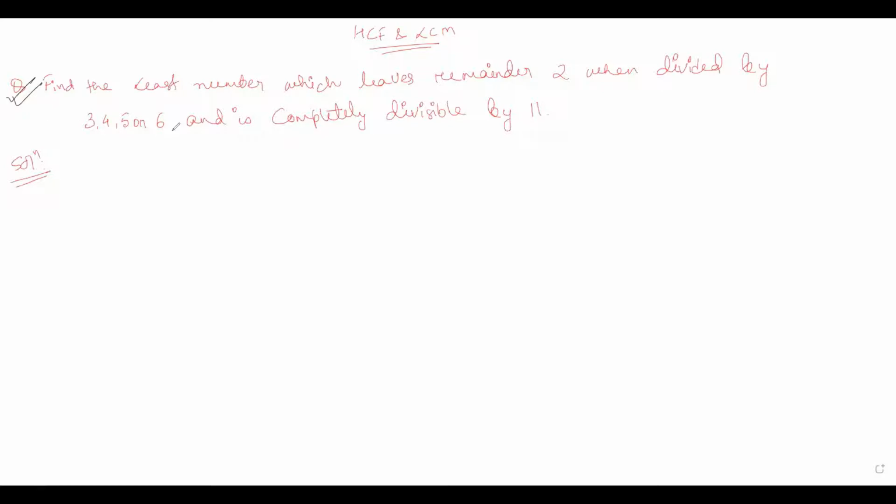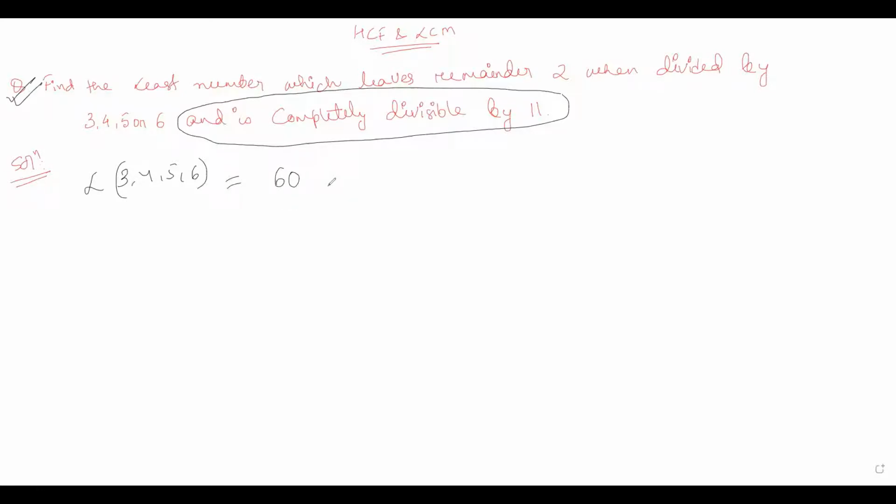The question says, find the least number which leaves remainder 2 when divided by 3, 4, 5 or 6 and is completely divisible by 11. So if you look closely, if we remove this part, then the rest of the part is similar to the question which we did a few minutes back. So let us try to calculate the LCM of 3, 4, 5 and 6. So the LCM of 3, 4, 5 and 6, if you calculate, this would be 60.